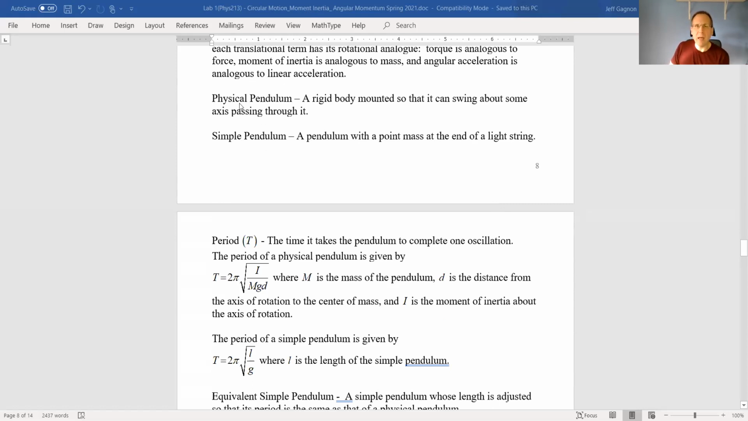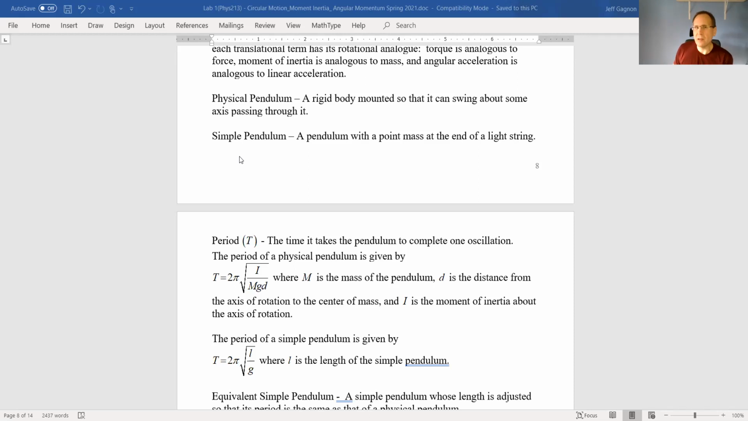So actually, let me start with the simple pendulum, because we've talked about this in the first semester, right? There's a couple of labs where we use a simple pendulum. Remember, a simple pendulum is simply a point mass at the end of a lightweight string or a lightweight rod. In this lab, we're going to use a washer tied to a string. That's going to be our simple pendulum.